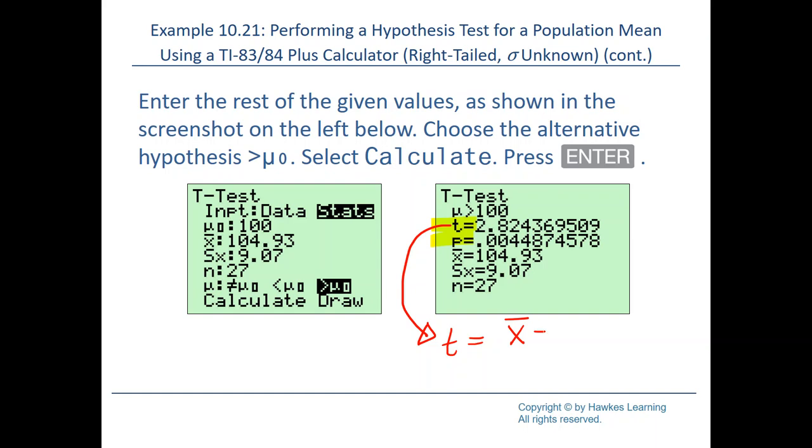It does the x bar minus the mean all over s divided by the square root of n. It does all that for you in the calculator and spits back out that answer. If you want to check it by hand, you can pause and check it. However, it also does the p-value. And again, remember that p-value is basically the probability that this test statistic will happen.